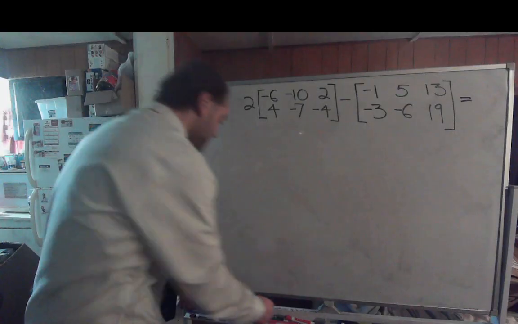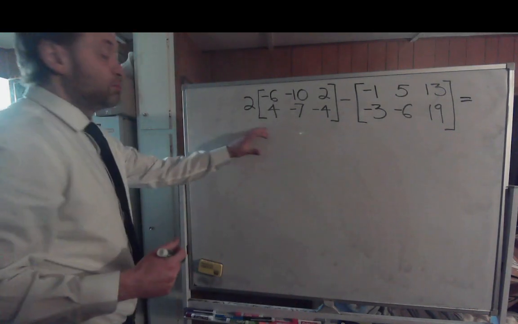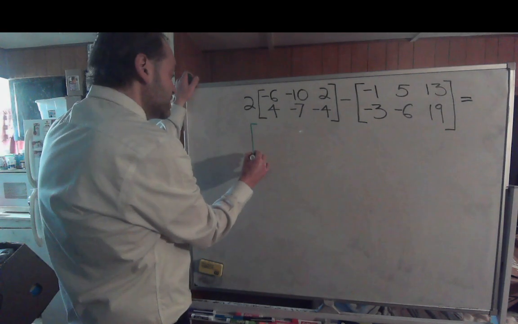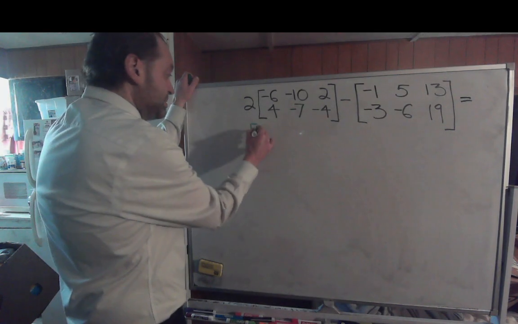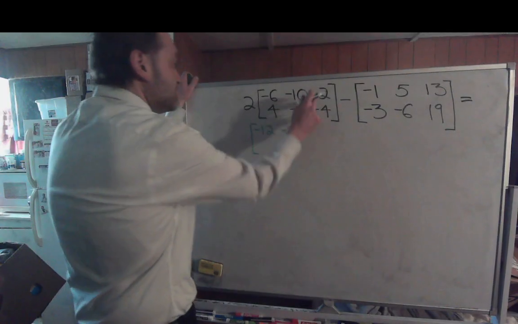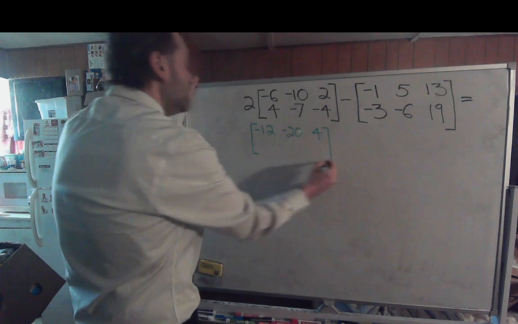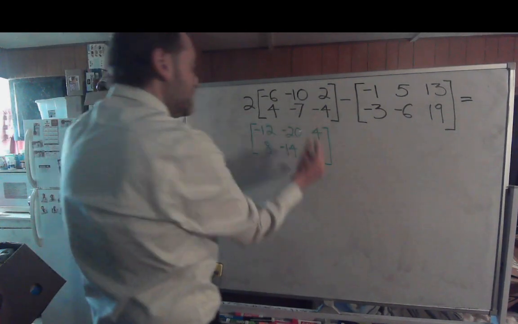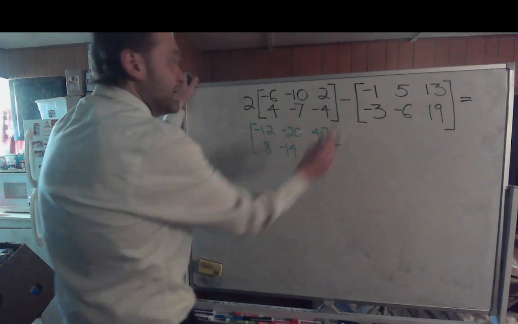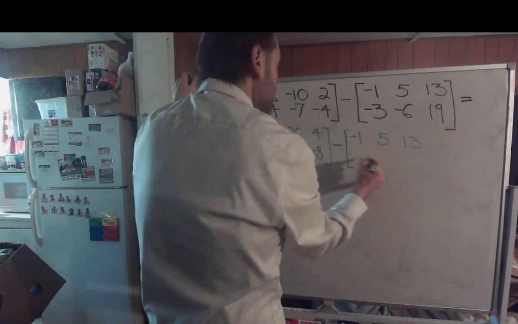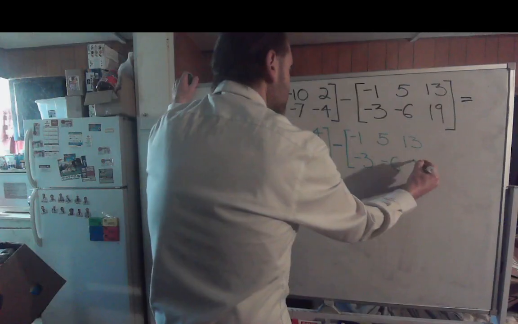Well, once again, what you're going to want to do is take that scalar multiple times your first matrix here. So if we do that, multiply everything in the first matrix by 2, you would get 2 times negative 6, which is negative 12, 2 times negative 10, which is negative 20, 2 times 2, which is 4, 2 times 4, which is 8, 2 times negative 7, which is negative 14, 2 times negative 4, which is negative 8, all that minus your second matrix still, which would be negative 1, 5, 13, negative 3, negative 6, and 19.